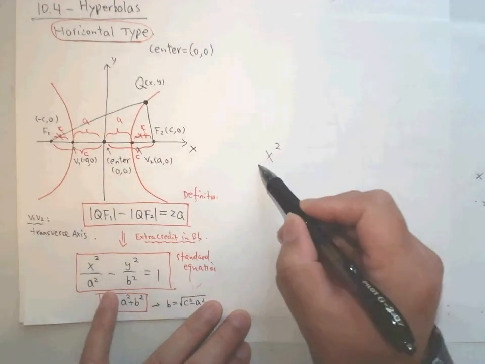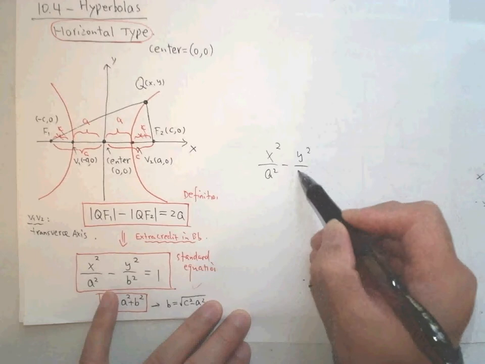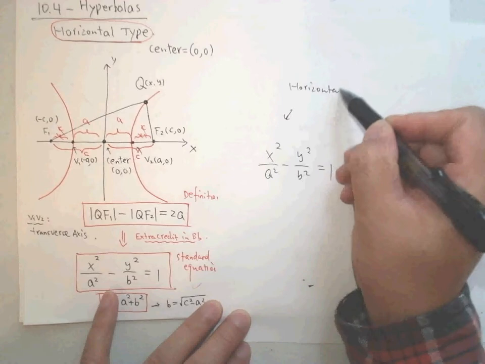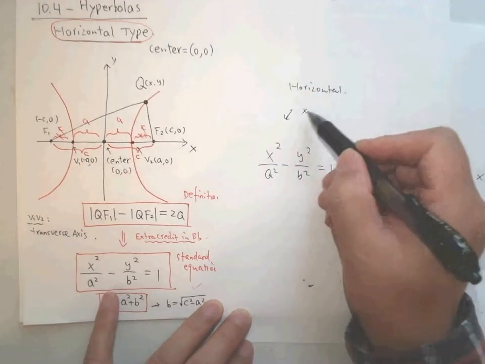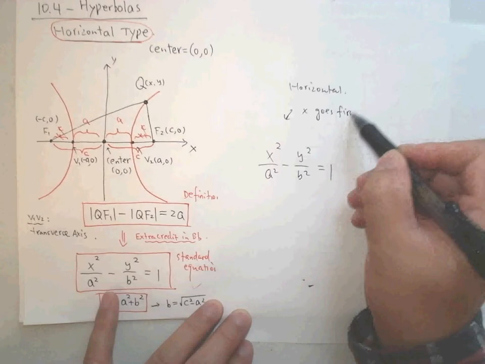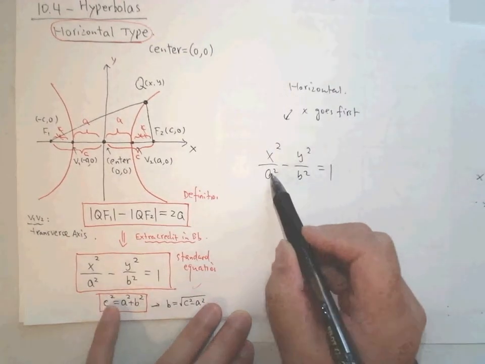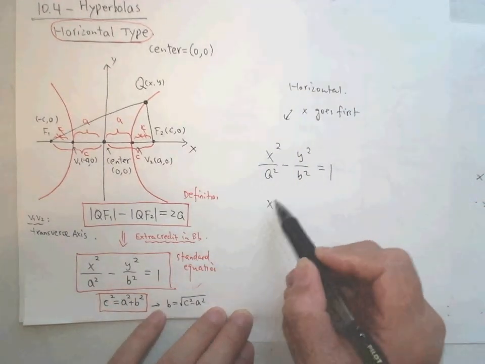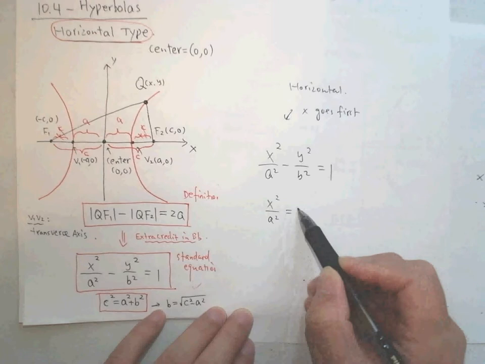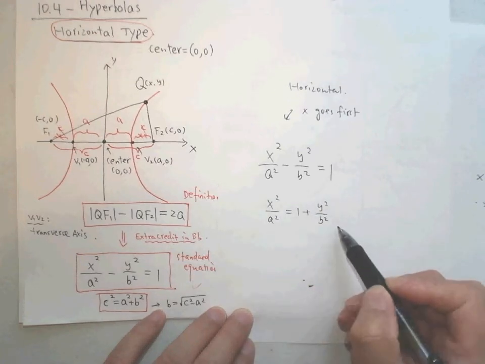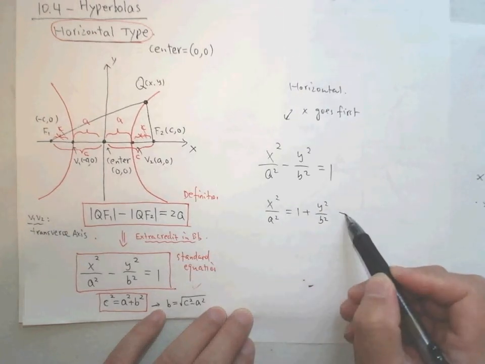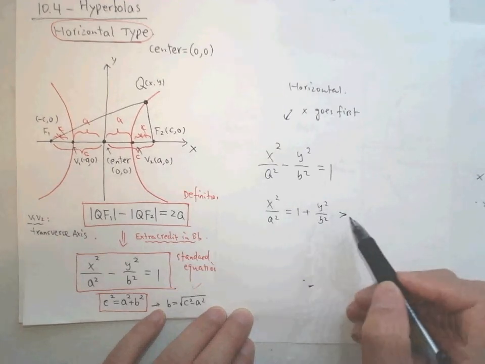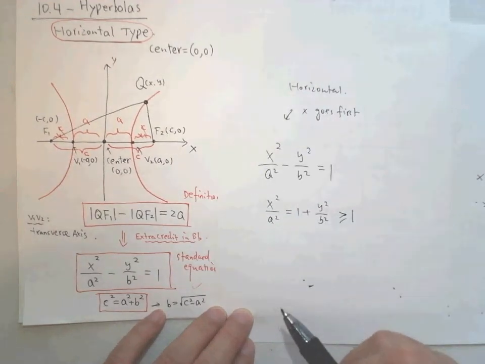If I say x square over a square minus y square over b square equals 1, this one is horizontal, right? When x goes first, you say x minus y. Always a goes with the first one. Okay, and then we are going to do this. We can solve: x square over a square equals 1 plus y square over b square, right? And this one should be what? This is a positive number, or at least a non-negative number. So this is over 1, or greater than or equal to 1.